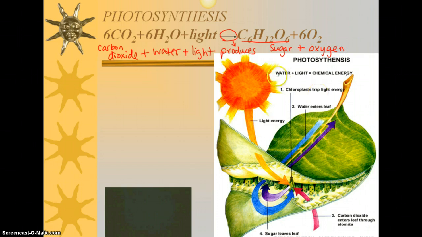So we have water plus light is equal to chemical energy. The chloroplast, which is the organelle that's in the leaf, will trap the light energy. Water enters the leaf and they enter through stomata, which is also carbon dioxide entering the leaf through the stomata. And those are basically like pores. And in that process, then light's also in there. Sugar is produced in here, and so that's kind of what's being shown here. And then oxygen will leave.